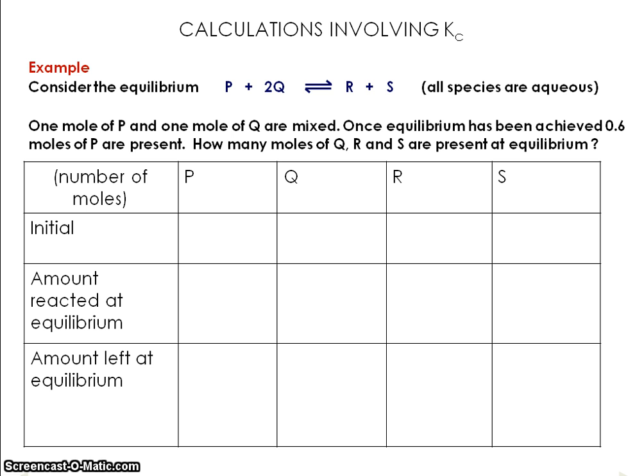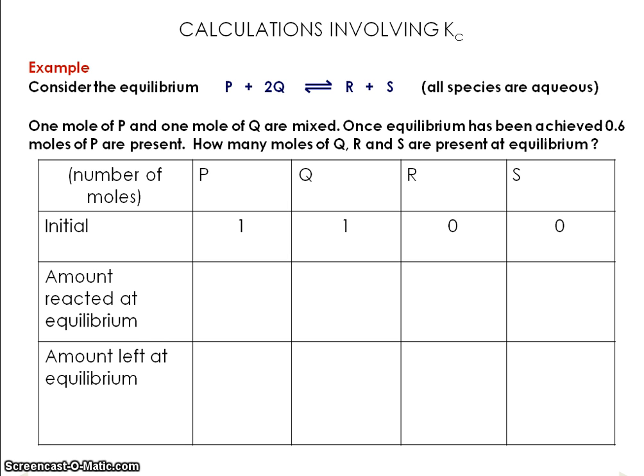We're going to put in the information that we already know. So from the question, we know that 1 mole of P and 1 mole of Q are mixed. So we know that our initial number of moles of P is 1 and our initial number of moles of Q is 1. We haven't been told about R and S, so we're going to assume that they're 0. So here's the completed table, as I just said. 1 mole of P, 1 mole of Q, none of R and none of S.